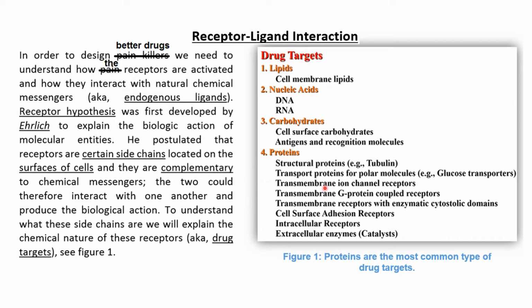Examples are again ion channels, or the G protein coupled receptor, a very important protein, or receptors that have enzymatic cytosolic domains that could catalyze reactions, such as kinases. And they could also be cell surface adhesion receptors. They could be intracellular receptors, and they could be extracellular enzymes, such as esterases, for example, which are an example of extracellular enzymes.